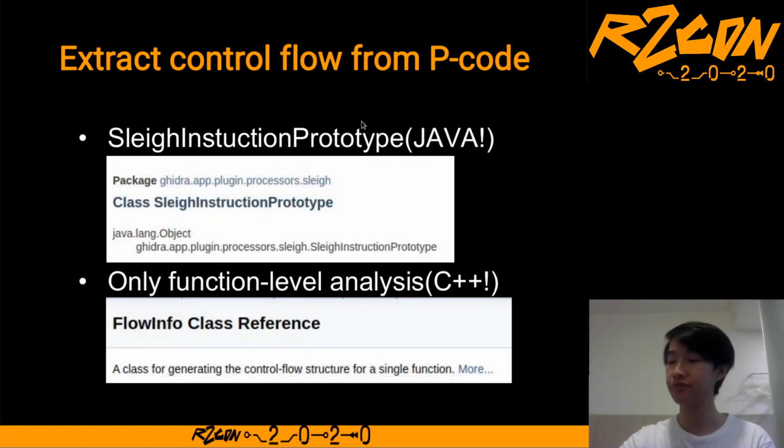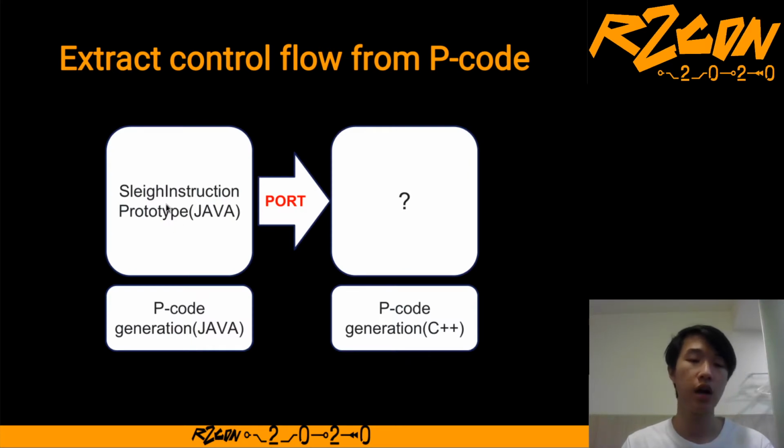It's called SLEIGH instruction prototype, but it's implemented in the Java code base. For the C++ code base, we only have function-level analysis, like the flow info. But the Java code base has both the instruction level and the function level. So what can we do? We will have to port the SLEIGH instruction prototype from Java to C++.